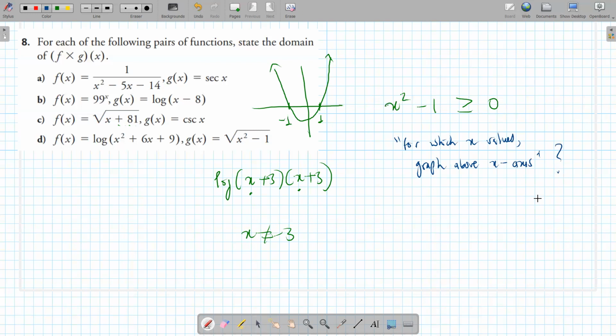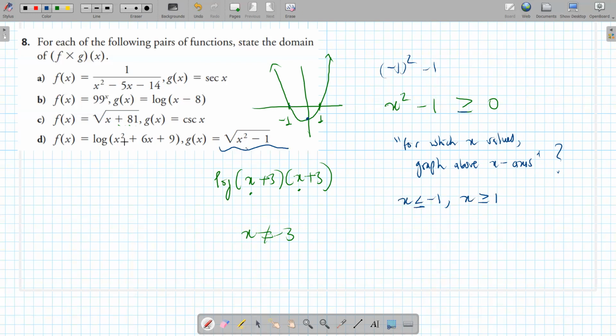Can x be 0? Look at the y value. No, it says below. What about -1? Can x be -1? Yes, it can, because if x is -1, then we are equal to 0, right? Because it'll be -1 squared minus 1. So that'll be 1 minus 1, equal to 0. We're good. So look at this. The domain for this function is going to be to the left of -1, inclusive, and to the right of +1, inclusive. Because that's when it's bigger than or equal to 0 for this function.